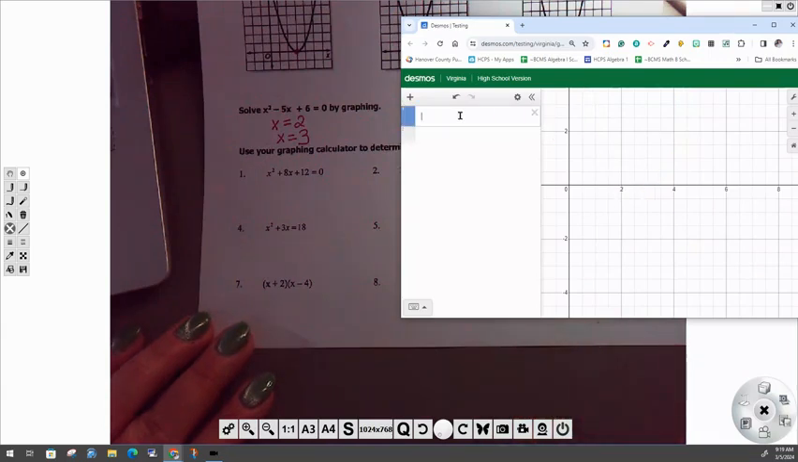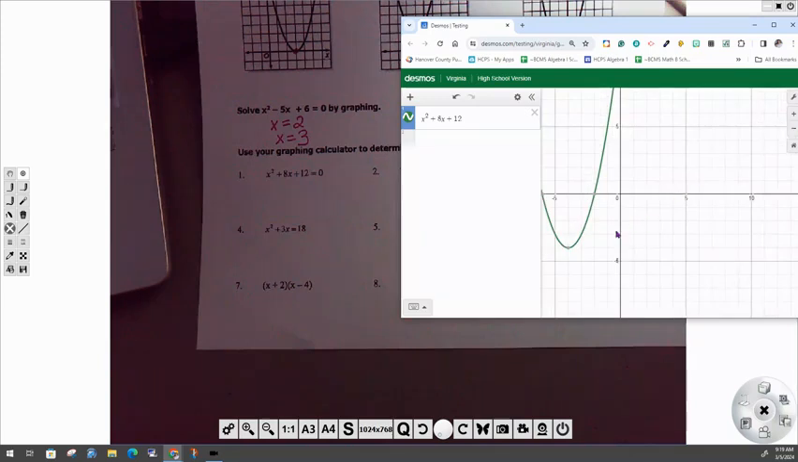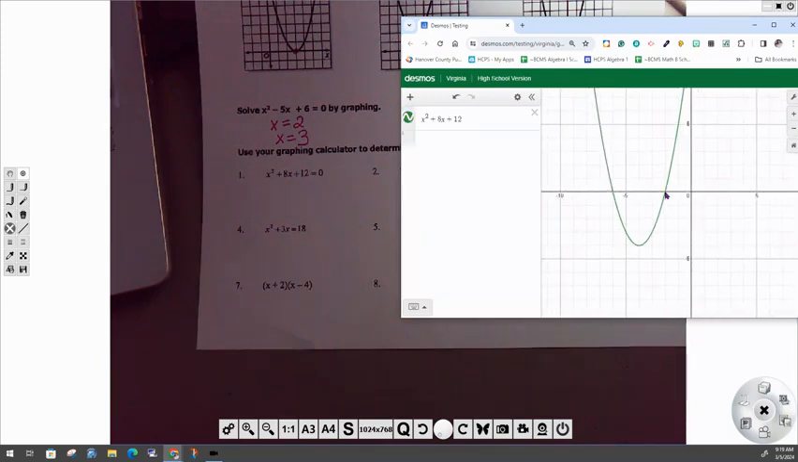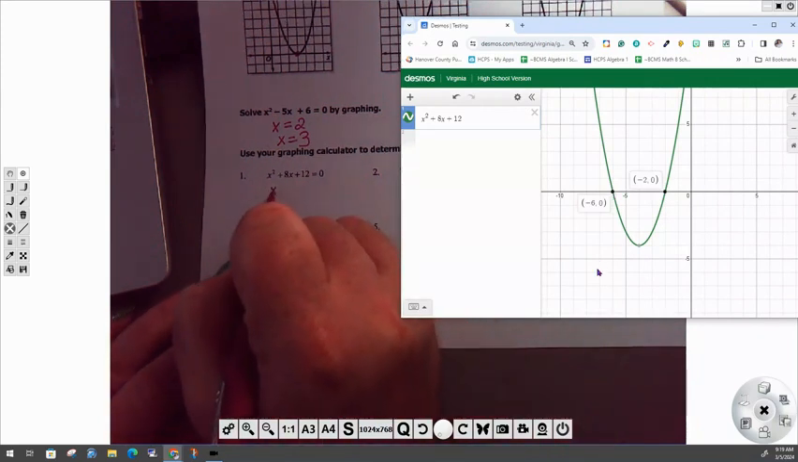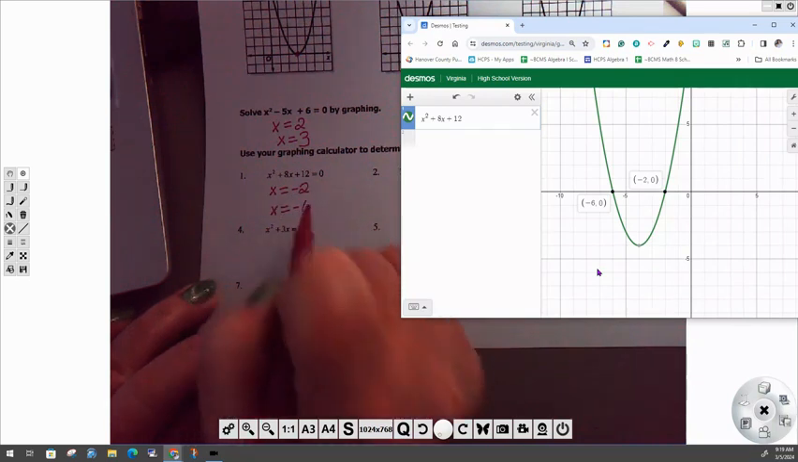So I'm going to do the same thing with my next set. So I'm going to go in and I'm going to say x squared plus 8x plus 12. Oh no, my graph's not there. You're going to have to change your zoom, and you can literally click and it keeps them there. So we have x equals -2 and x equals -6.